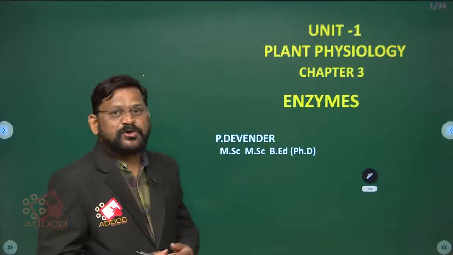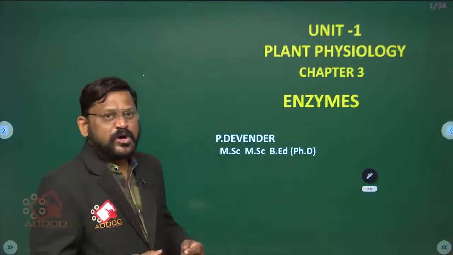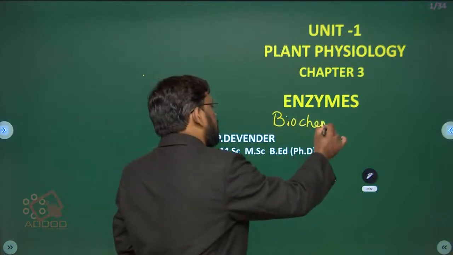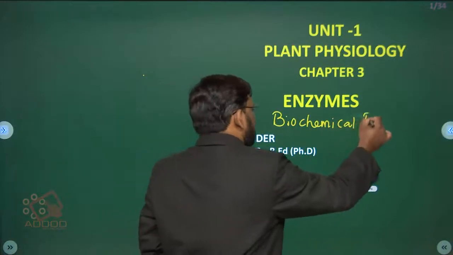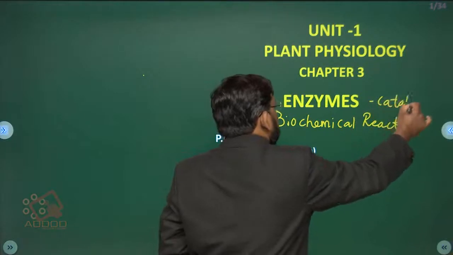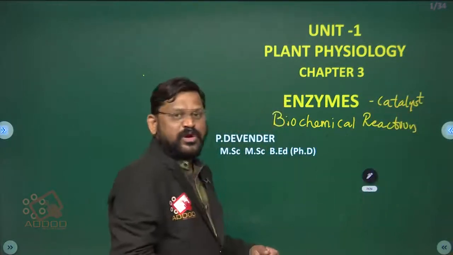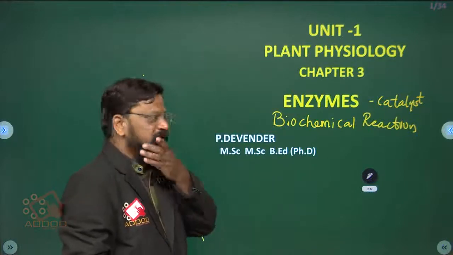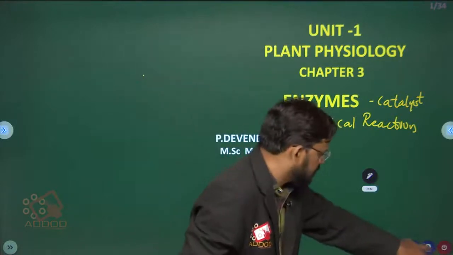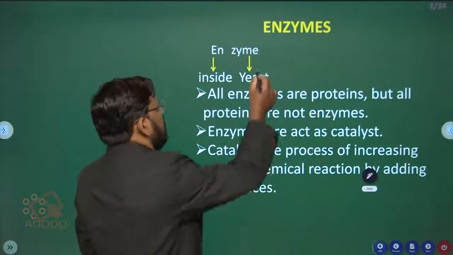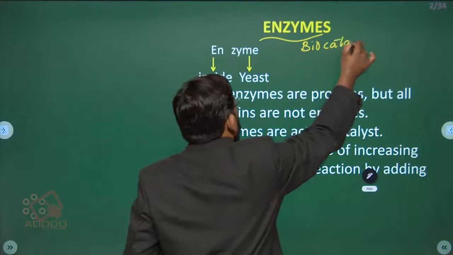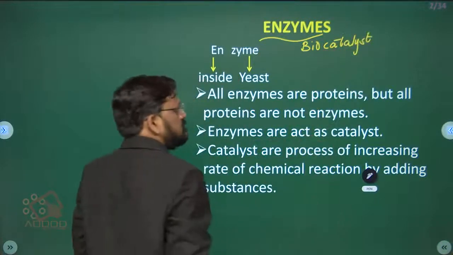Today we are going to discuss a topic called what? Enzymes. We know that all the living reactions are biochemical reactions. In order to catalyze these biochemical reactions, we require a catalyst. That catalyst is nothing but enzymes. So today we are going to discuss these catalysts which catalyze the biochemical reactions. Enzymes are said to be what? Biocatalysts. Why? Because they are catalyzing the biochemical reactions.